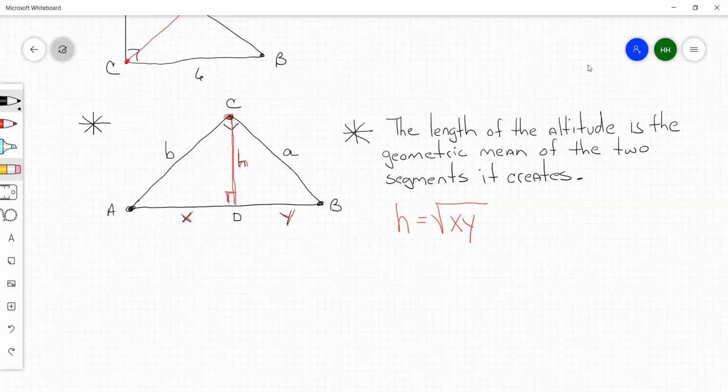So here's what else is true about this altitude and what's going on in this diagram. The altitude drawn to the hypotenuse of a right triangle separates the hypotenuse into two segments. That's your segments X and Y. The length of the leg of this triangle is the geometric mean between the length of the hypotenuse and the segment of the hypotenuse adjacent to that leg. So we're going to call all of this, that's a lowercase c.